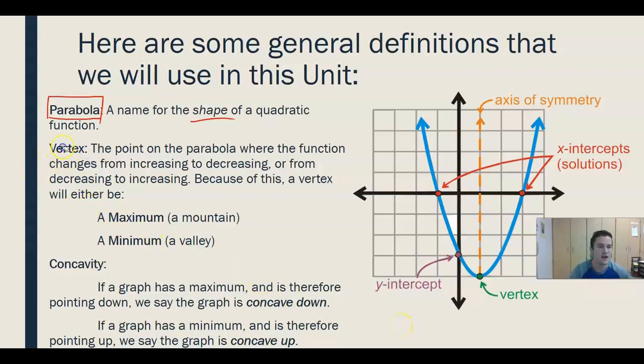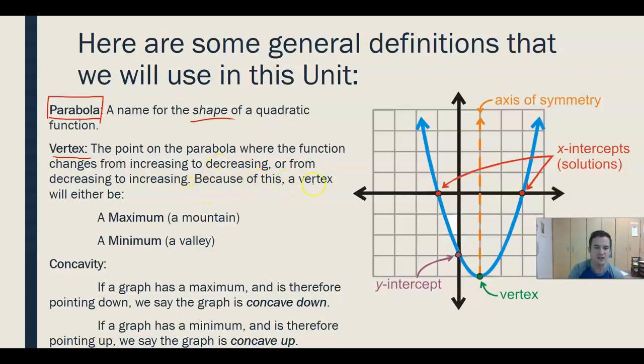The vertex of this parabola is the point where the function changes from increasing to decreasing or from decreasing to increasing. Remember when we were talking about properties of graphs, we talked about how if I'm going from left to right, when the roller coaster is going down, the function is decreasing. When it goes up, the function is increasing. So this point where it changes from increasing to decreasing, decreasing to increasing, or if it was upside down, this point right here, that's the vertex of the function or of the parabola.